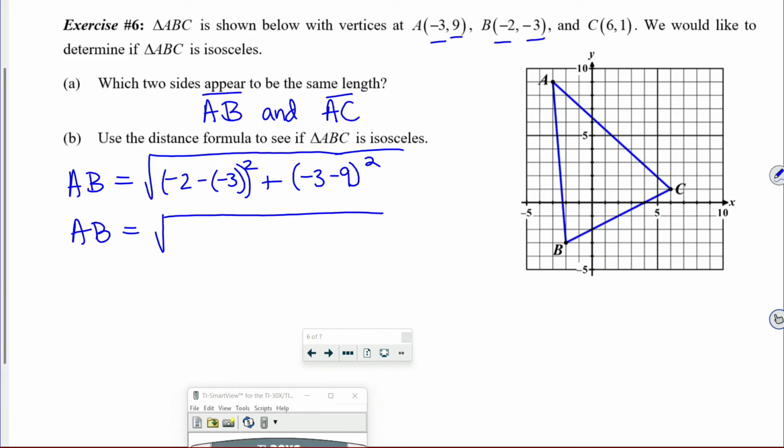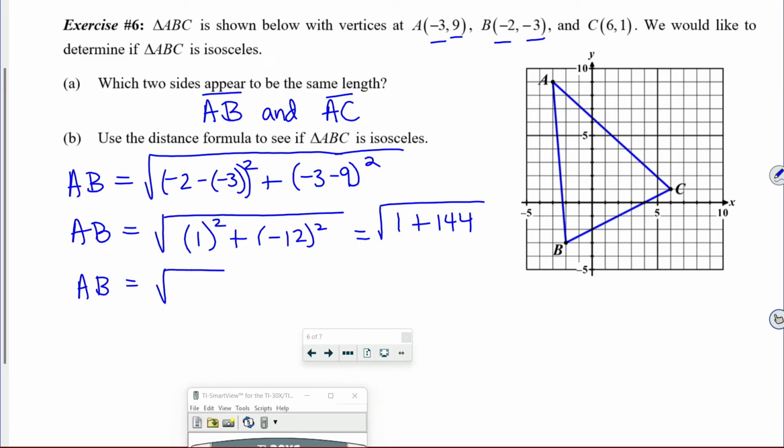Negative 2 minus negative 3 is positive 1. Negative 3 minus 9 is negative 12. Right? Of course, all those negatives are going to go away once I square them. I'll leave myself some room here. 1 squared is 1, and 12 squared is 144. So I'm going to find that the length of AB is the square root of 145.